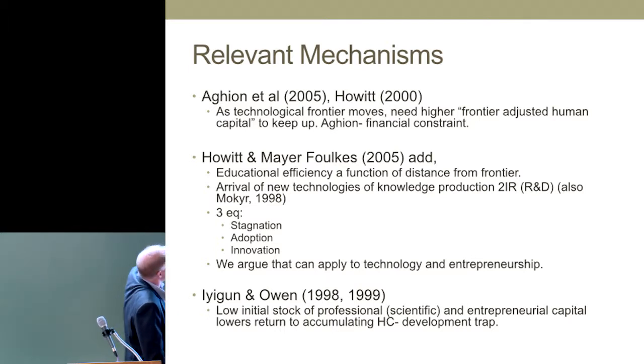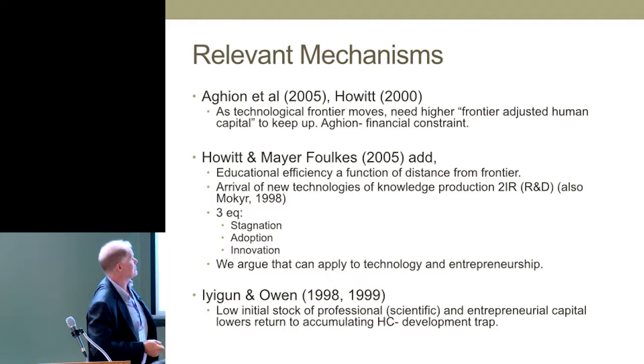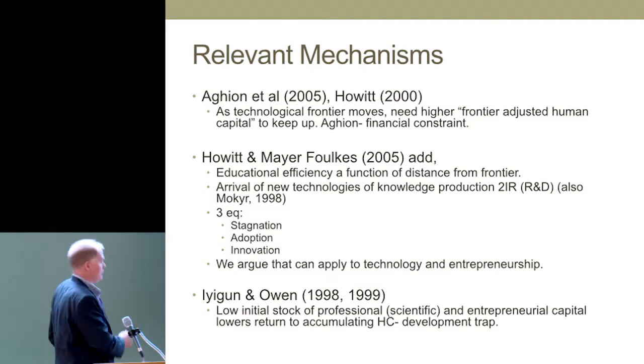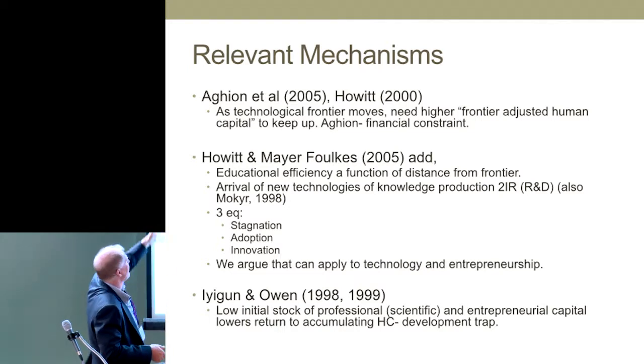And Howitt and Mayer-Foulkes complicate the model a little bit, they have educational efficiency. The production of engineers, in our case, is a function of your distance from the frontier. So it becomes harder to produce engineers the further you are from the frontier. And then they also add in the second industrial revolution, the arrival of new technologies, novel knowledge production.